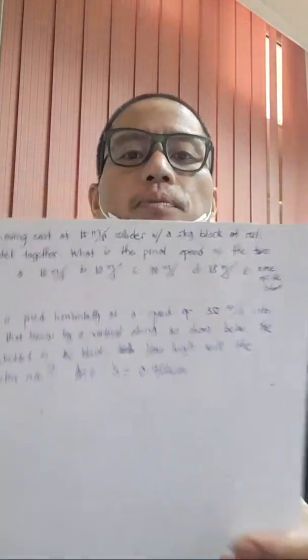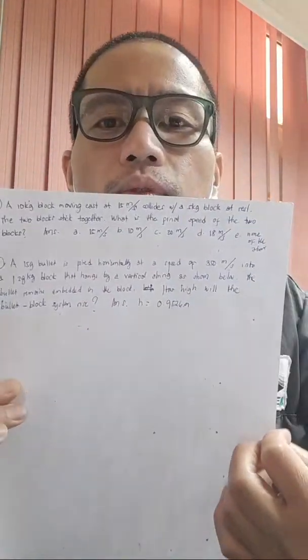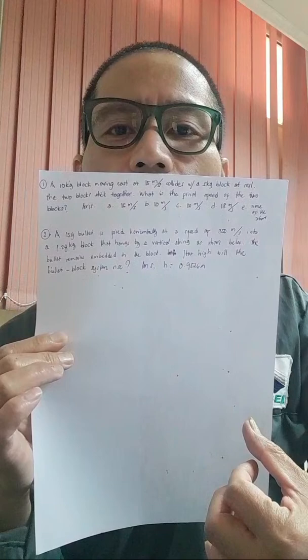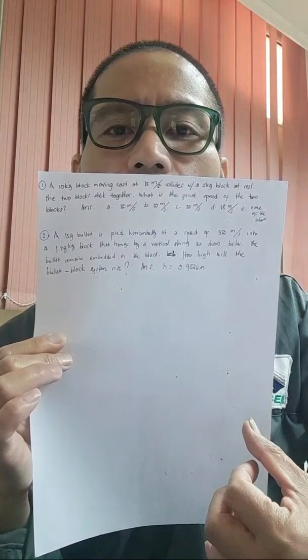So let's substitute the given values. The choices are A, 15 meters per second; B, 10 meters per second; C, 20 meters per second; D, 18 meters per second; E, none of the above. In problem number 2, there will be no choices. We need to solve directly, but we go first for number 1.